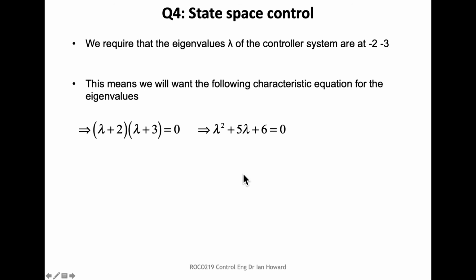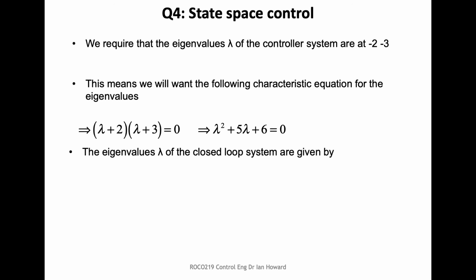We can then multiply it out and get the powers of lambda coming through. So lambda squared plus 3 plus 2 is 5 lambda plus 2 threes are 6. So that's basically the characteristic equation that we want to get to when we analyze our system and find the K.